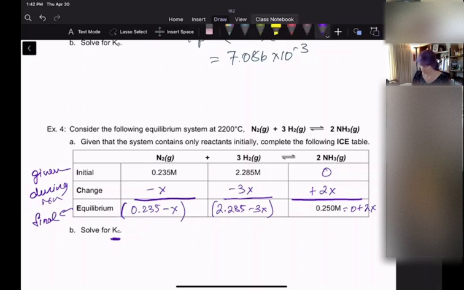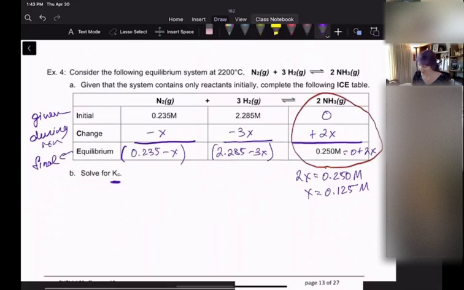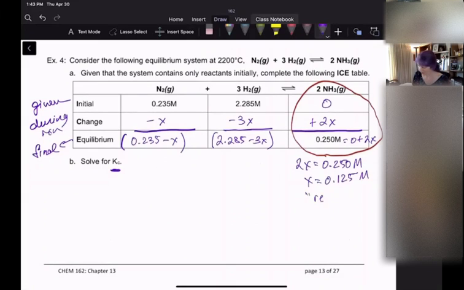We use the NH3 because 0.25 equals 2x. So 2x is 0.250 molar, so x equals 0.125 molar. In the old school way, this is called the reaction equivalent.